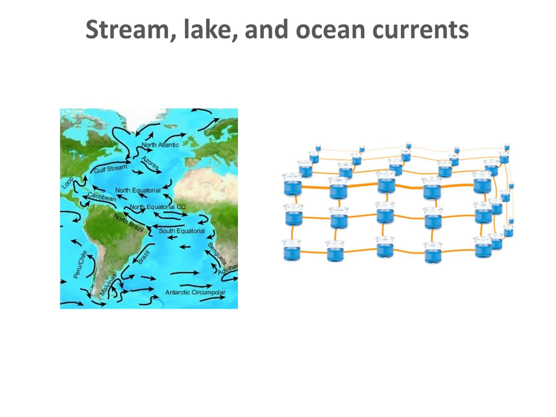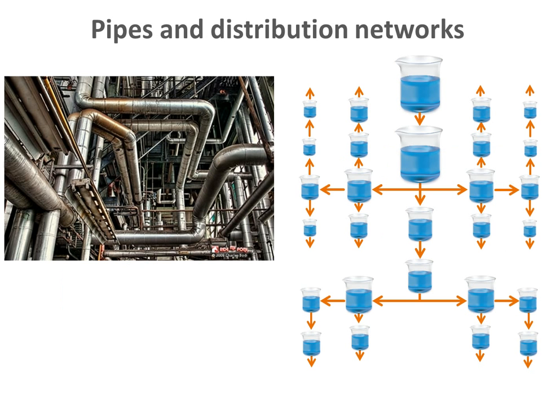Instances might be configured to represent a moving body of water, such as a stream, lake, or ocean current. Each instance represents a subdivision of the water body, and links represent the flow of water. Instances might be configured to represent a water distribution network. Each instance represents a length of pipe in the network, and the links represent flow along the pipes.